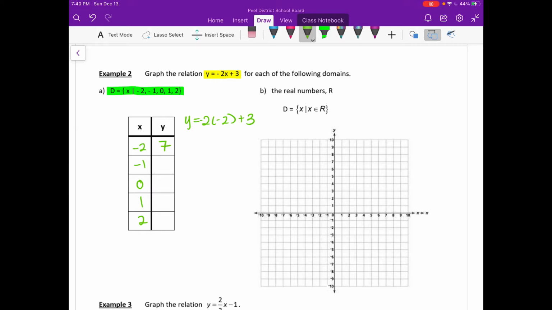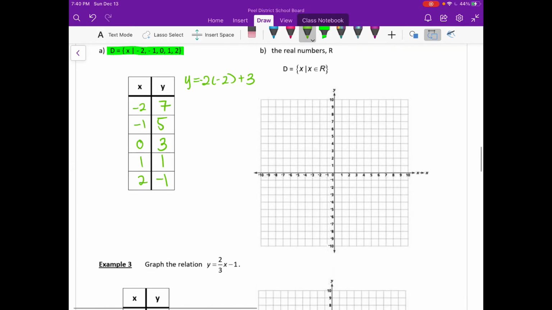So I'm not going to show you how to do it because we've already gone over this. I'm just going to plug the negative 1 in, and that's going to give me 5. Negative 2 times 0 is just 0 plus 3, right? Negative 2 times 1 is going to give me negative 2 plus 3 is going to give me 1. And then I'm going to do negative 2 times 2 is going to give me negative 4 plus 3 is going to give me negative 1.